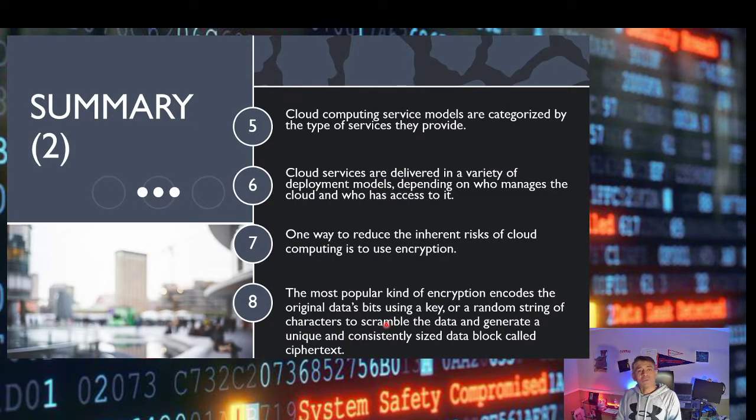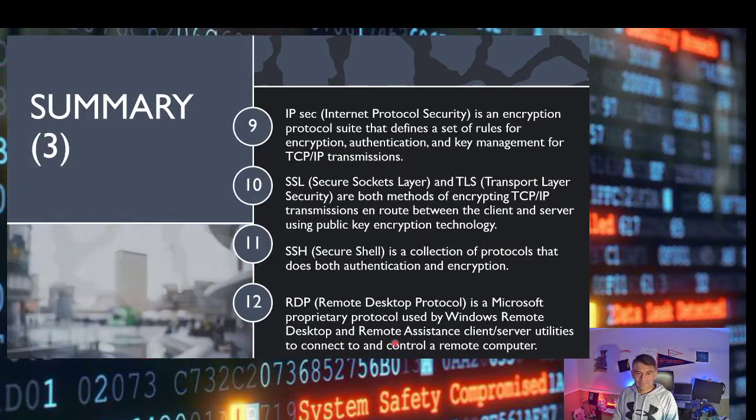Number 5, cloud computing service models are categorized by the type of services they provide. Number 6, cloud services are delivered in a variety of deployment models depending on who manages the cloud and who has access to it. Number 7, one way to reduce the inherent risk of cloud computing is to use encryption. And we talk about encryption. The most popular kind of encryption encodes the original data bits using a key or a random string of characters to scramble the data and generate a unique and consistently sized data block called ciphertext.